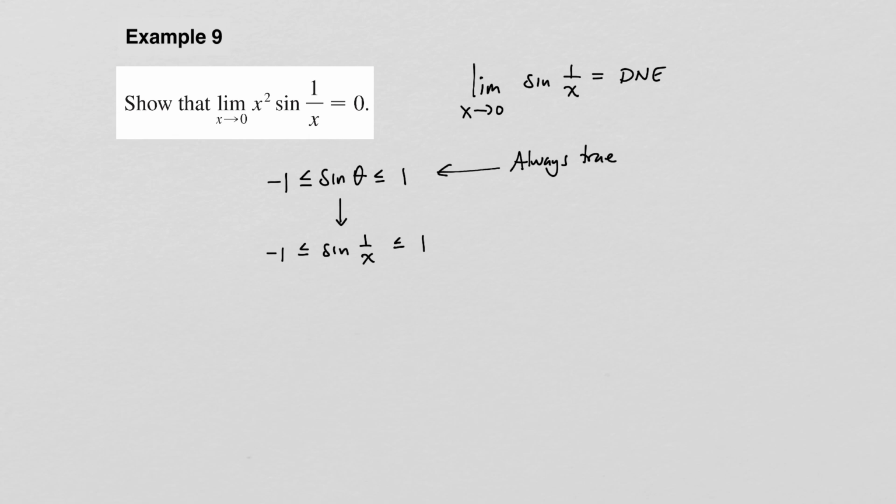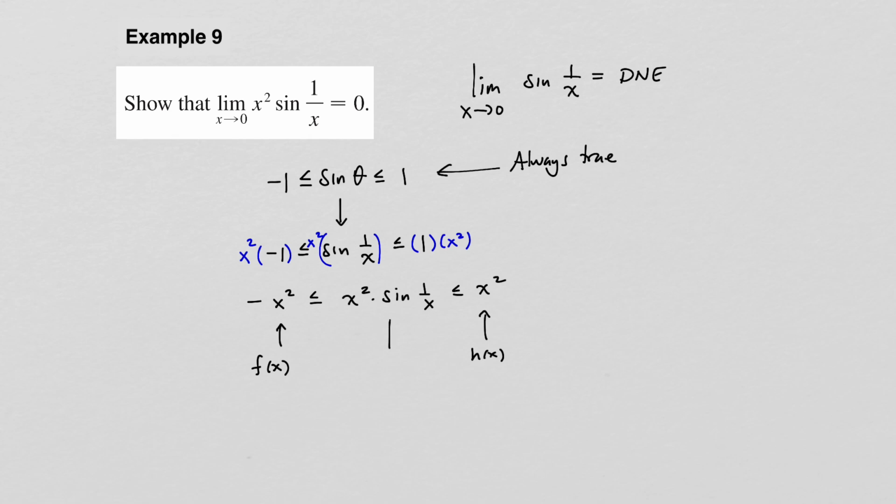Now, if I take this inequality and I multiply the left side by x squared, and I multiply the right side by x squared, and I also have to multiply the middle by x squared, then what we get is -x squared is less than or equal to x squared times the sine of 1 over x is less than or equal to +x squared. So what you can see here, I hope, is that from the squeeze theorem, this is our f of x, this is our h of x, and in the middle we have our g of x.